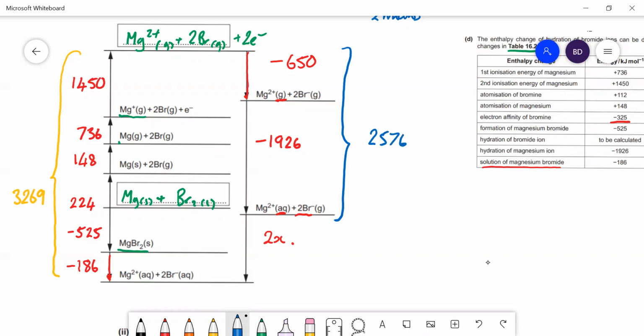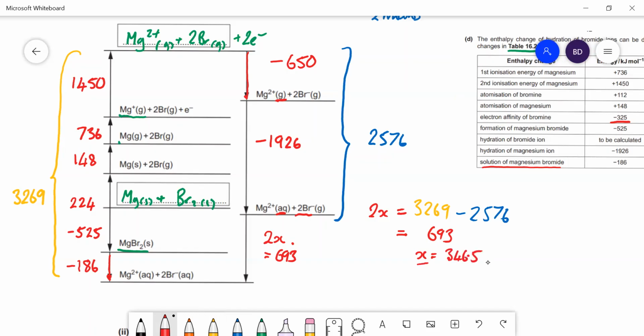Now, we want to find this difference 2x here. So 2x is going to be equal to 3269 minus, and not worry about the signs again, 2576, which gives us 693. So x is equal to half of 693. That's 346.5. Okay, that is the hydration of the bromide ion, kilojoules per mole. There's our answer there.